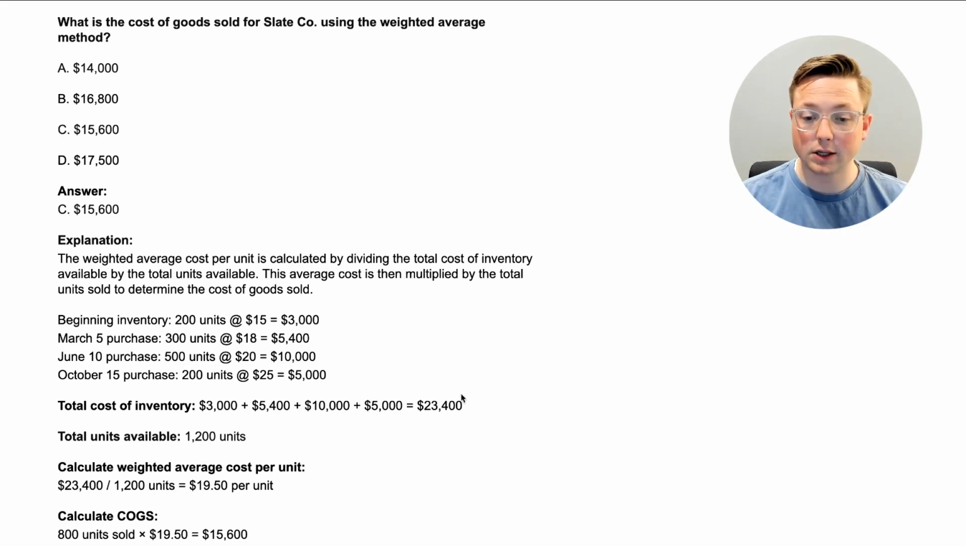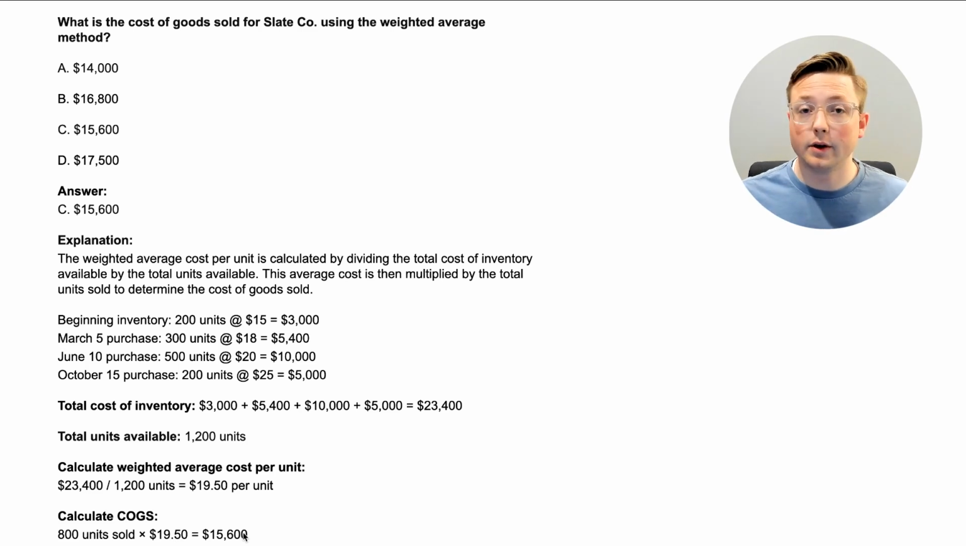So we take this total cost of inventory divided by the total units available, and that gives us $19.50 per unit, which is the weighted average cost per unit throughout the year. Now that we know that weighted average cost per unit, we can apply that to how many units were sold throughout the year. So we take the units that were sold, 800, multiply it by this average that we figured out, $19.50, and that gives us $15,600 of cost of goods sold using the weighted average method.